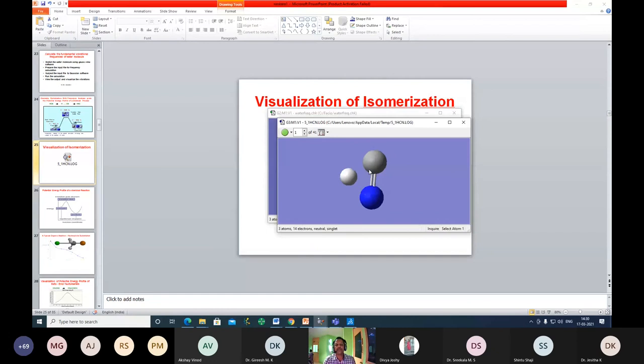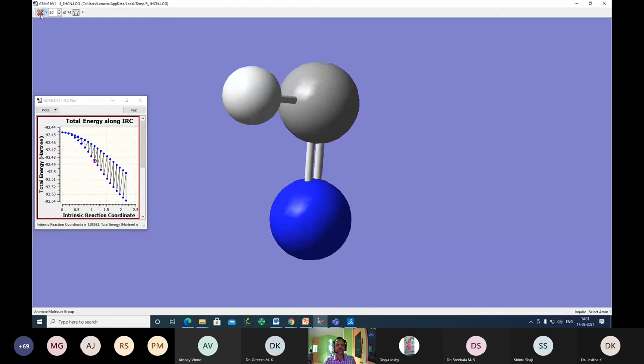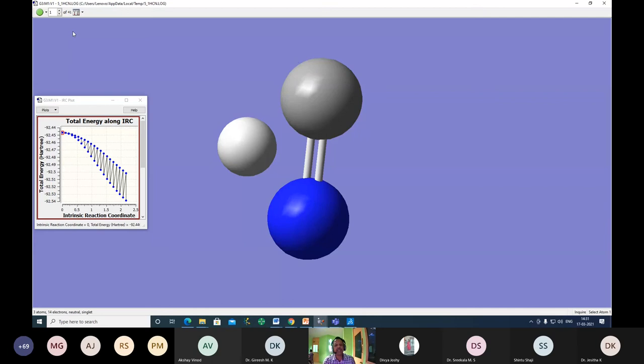And you can visualize the path, or IRC, the intrinsic reaction coordinate, of this HCN and HNC reaction, right? In this process, from HNC, this hydrogen atom is located in between the NC bond, and from the nitrogen it is shifted to the carbon atom. So we can derive the path of this isomerization reaction using a computational chemistry calculation, right?